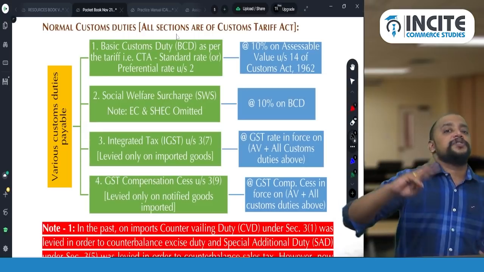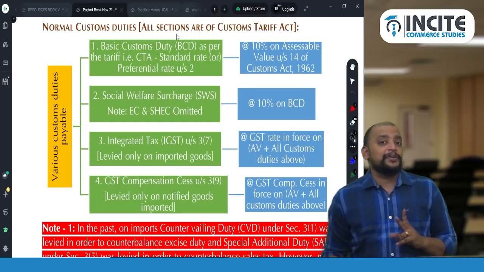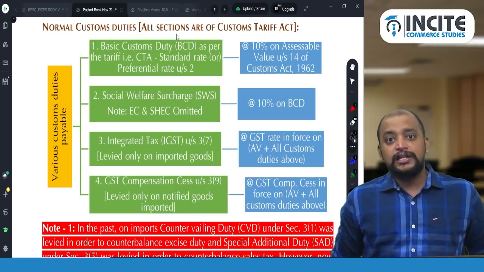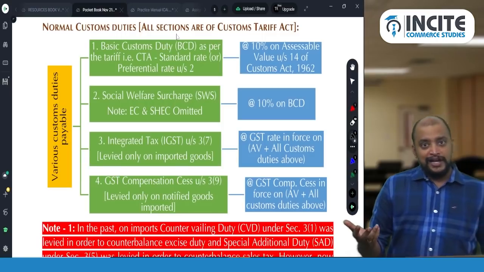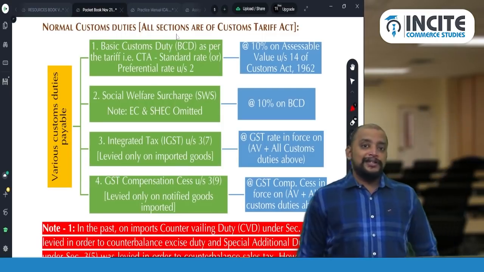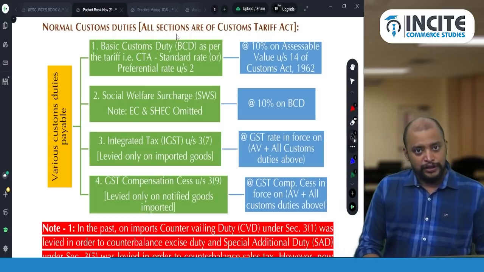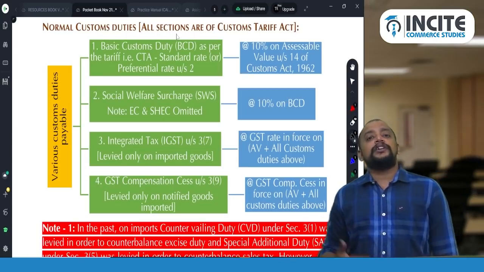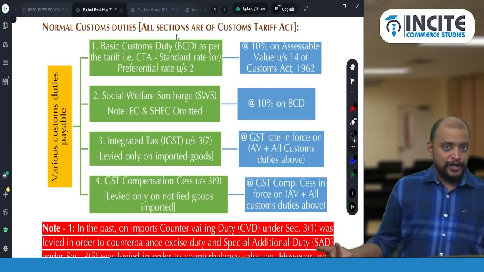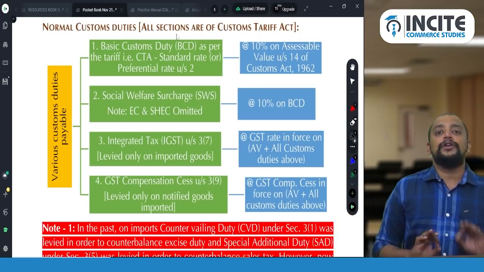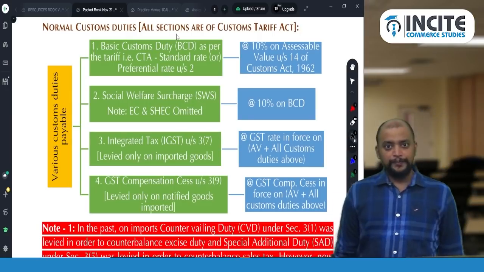So there are 2 options available, which we have seen in the refund chapter under GST, that is export of goods upon payment of IGST, or export without payment of IGST under bond or LUT. Suppose you are exporting upon payment of IGST, then this IGST is payable on export, but you are going to get it as a refund. And export without payment of IGST under bond or LUT, you don't have to pay. But we don't have to pay social welfare surcharge, that's for sure, only the basic customs duty is applicable.